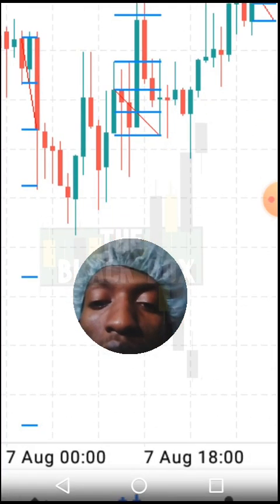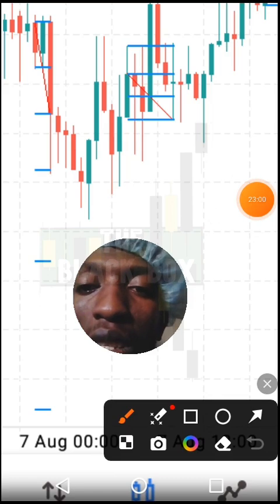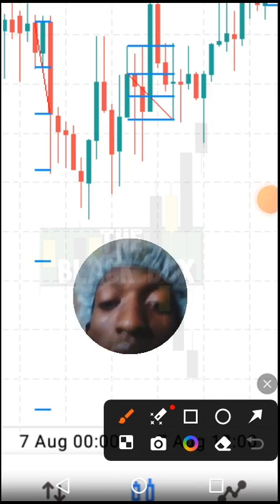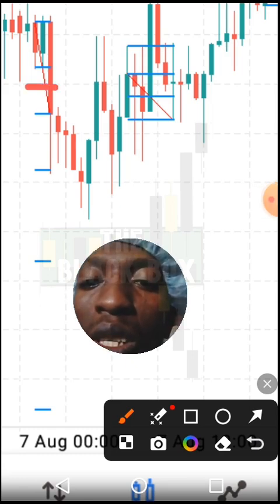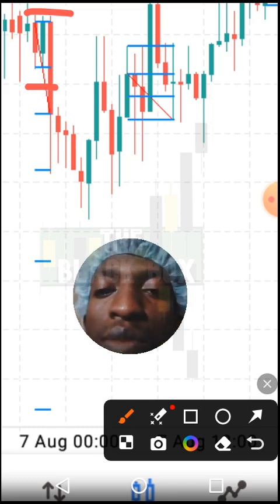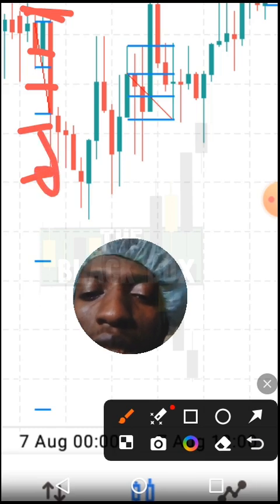So that's a set. Targeting what? Targeting TP2. That's a set down there. Up there, stop loss. Okay. You know what happened? Then price down. Based on this, I'm going to take my partials. TP2 and TP3 right there, I'm going to take my partials.